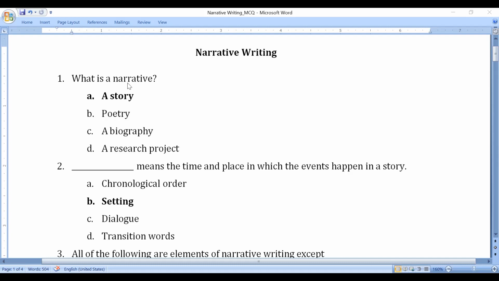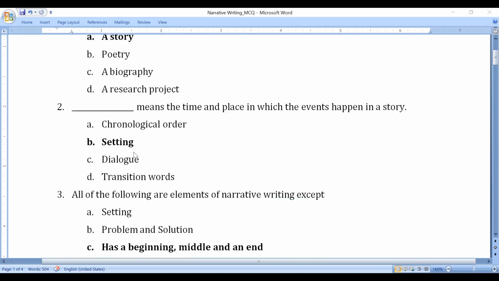What is a narrative? What do we call a narrative? Is it a story or a poetry or a biography or a research project? And as you know, narrative is a story.